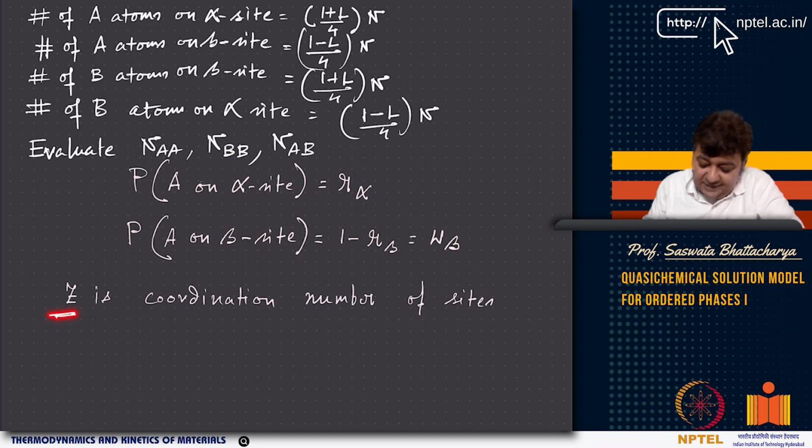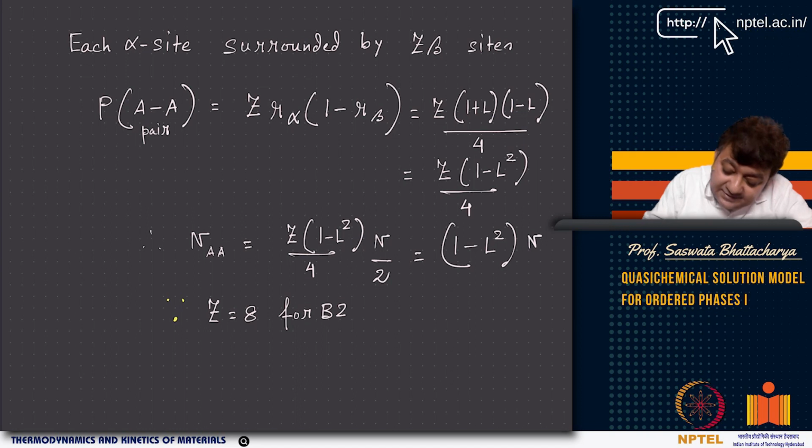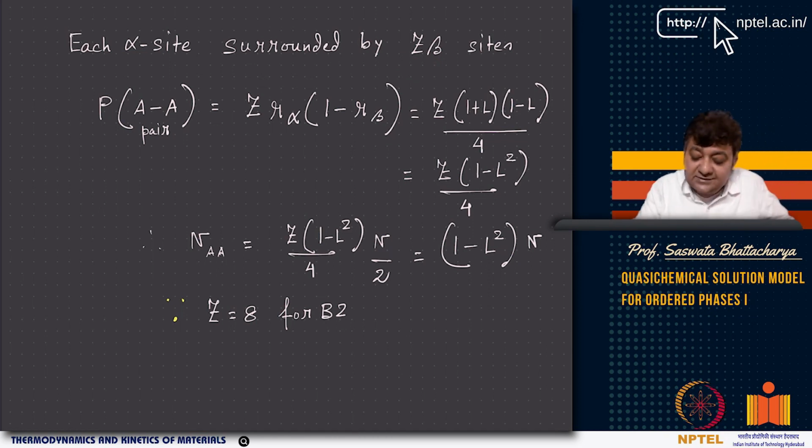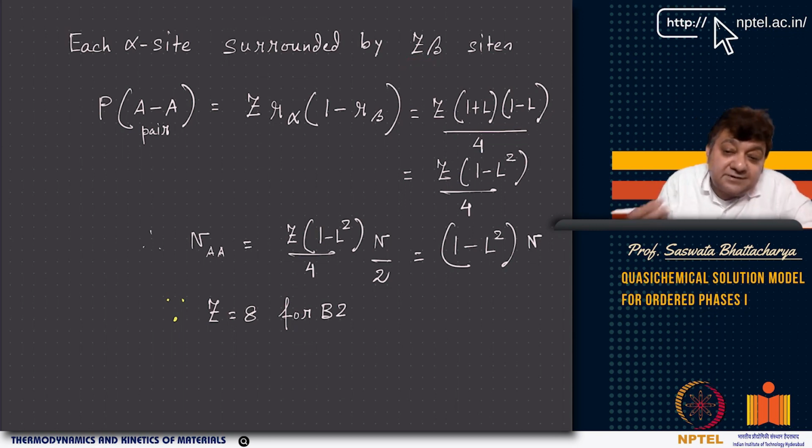Now let us assume Z to be the coordination number of sites. Again, it's a BCC derivative, right? So basically the Z remains as 8, right? So as you can see, each alpha site, like the body center, is surrounded by Z beta sites. Now you can see that if you look at the diagram, each alpha site, that is the body center, is basically occupied by 8 beta sites. Similarly, each beta site is surrounded by 8 alpha sites, right? So basically, as you can see, Z is equal to 8, which is the same as BCC, because B2 is nothing but a BCC derivative.